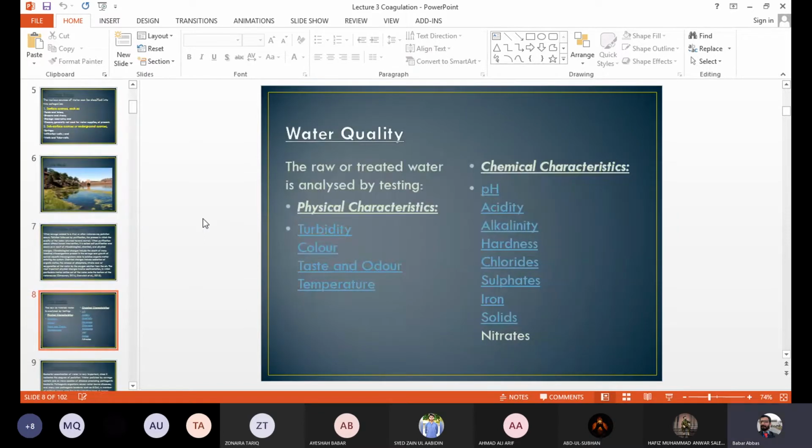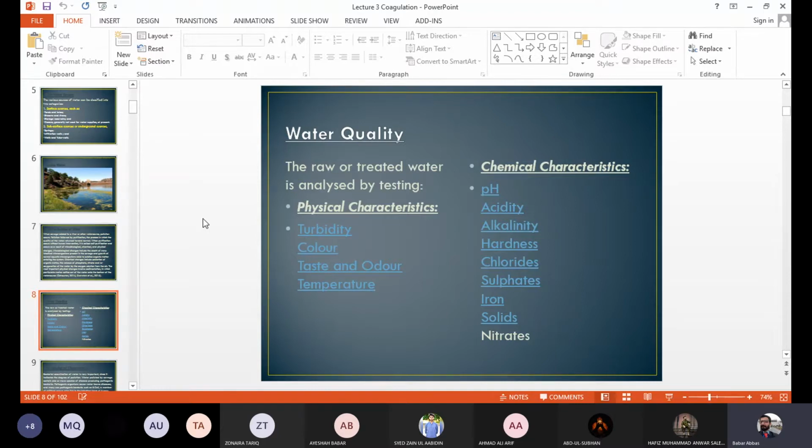If we have to treat the water, then there must be some bench scale for the identification of its quality. So water quality, then comes the water quality in place. The raw or treated water is analyzed by testing various parameters. Some of those parameters are physical, some are chemical, and some are biological. It is on the same pattern in which we discuss the basic properties of self purification of water in terms of physical, chemical, and biological.